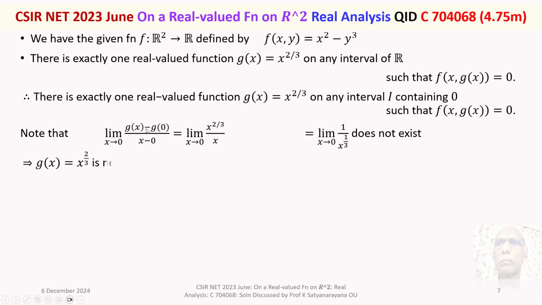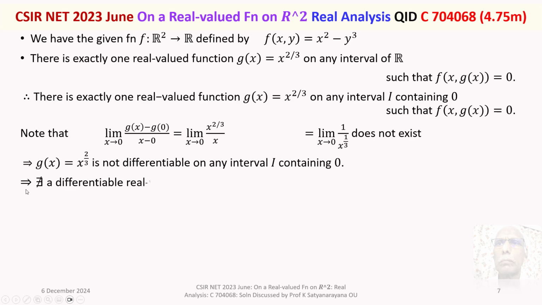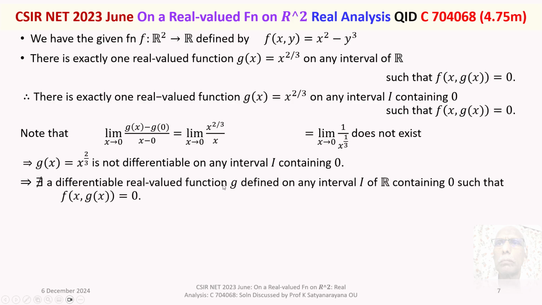But this is very well known now. So this means g of x equal to x to the power of 2 by 3 is not differentiable at x equal to 0. So this implies g of x equal to x to the power of 2 by 3 is not differentiable on any interval I containing 0, because 0 is there in I. And this means there does not exist a differentiable real valued function g defined on any interval I of R containing 0 such that f of x comma g of x is equal to 0.